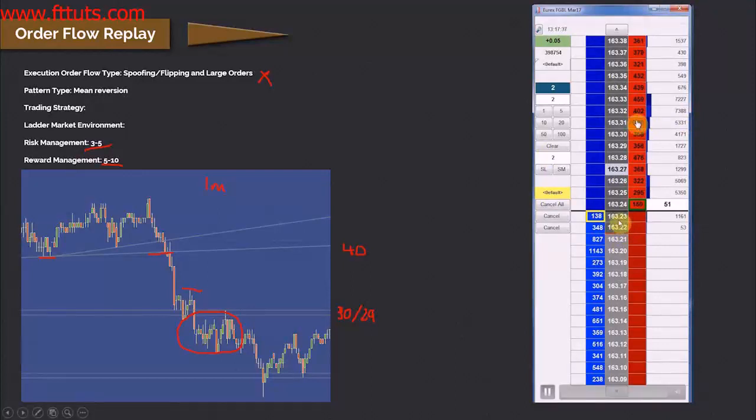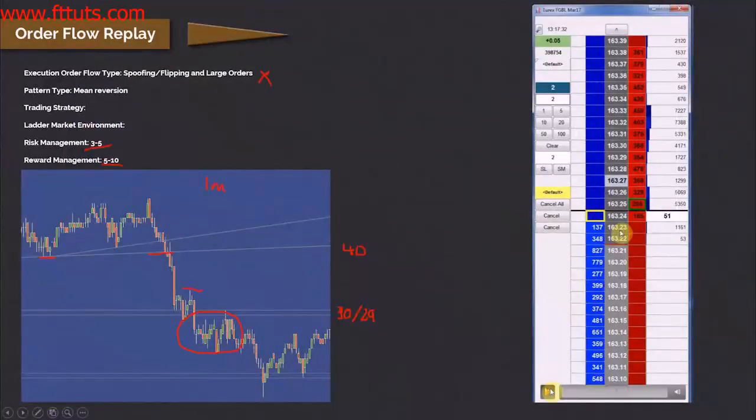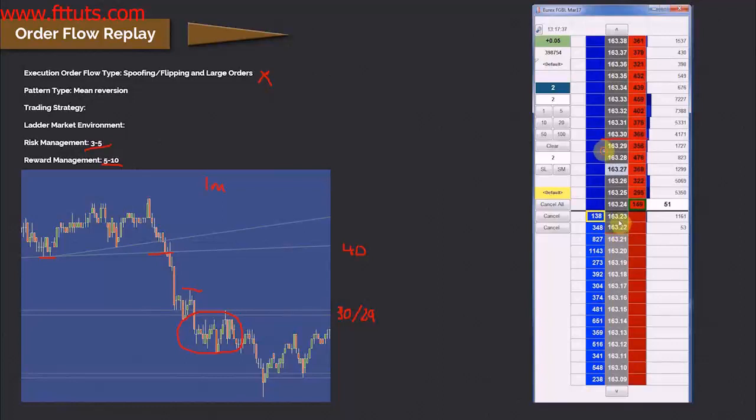So basically, as you can see here, we've taken out the 30s to 29s area. We're now trading below it. Bear in mind, we're trading into the Bollinger Band now. The Bollinger Band came in at around the 30s, 29s area, and now we're trading well into it.